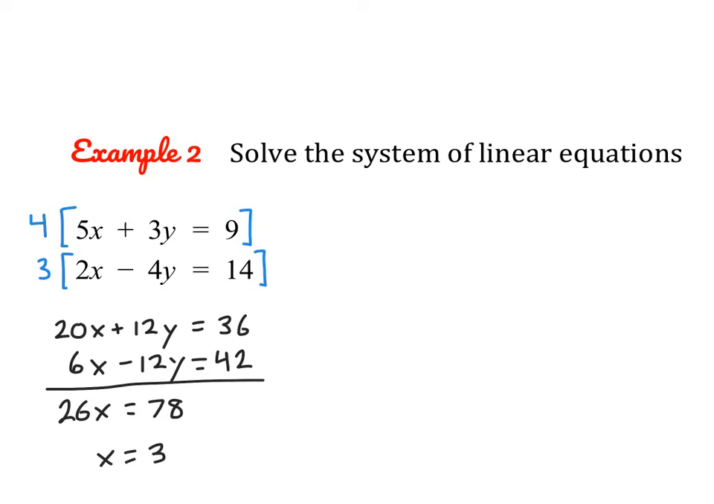So when I add up vertically, we get 26x equals 78, so x equals 3. And then I can substitute that into either equation. Let's substitute it into the first equation. So we get y equals negative 2.